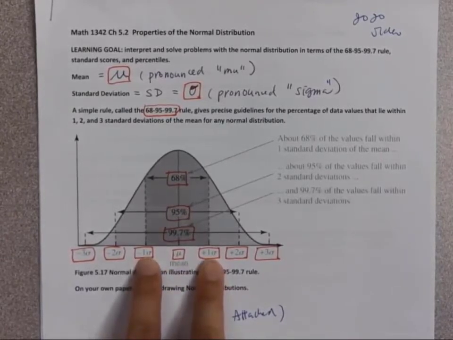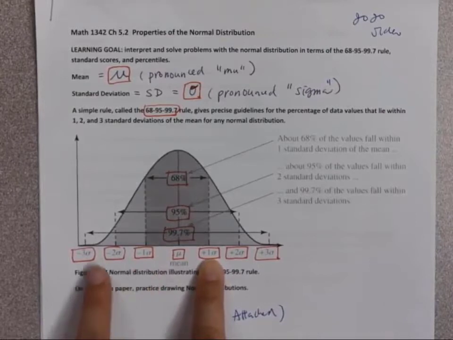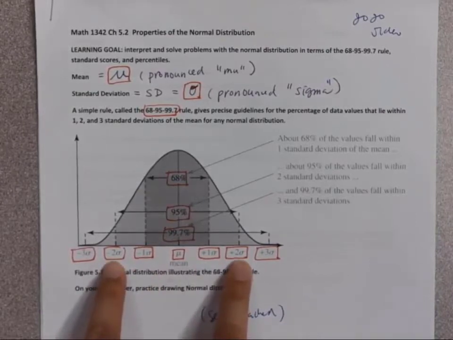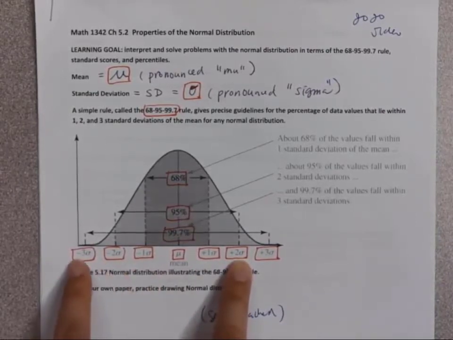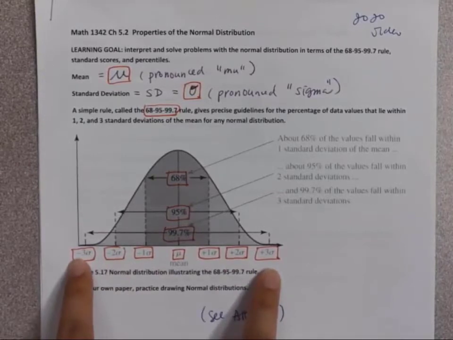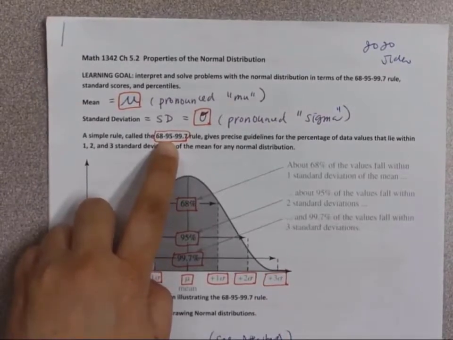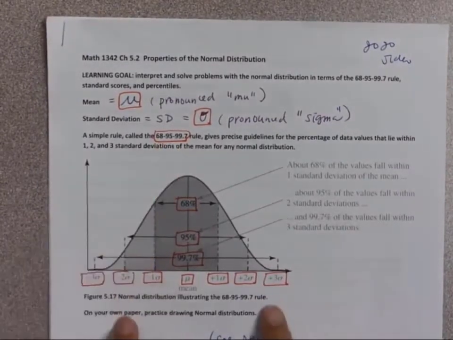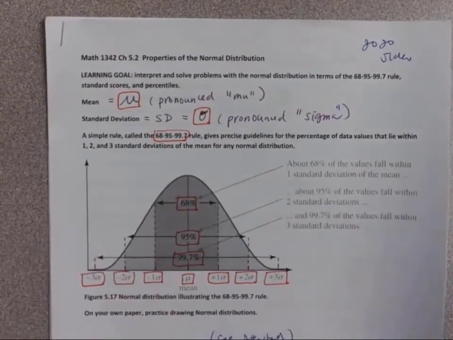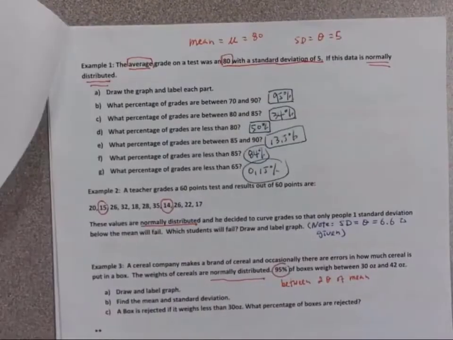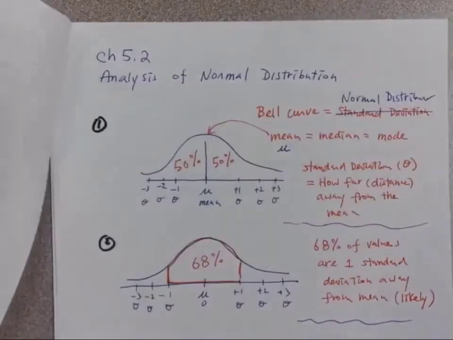Between one standard deviation, we have 68% of the data. Between two standard deviations, we have 95% of the data. Between three standard deviations, we have 99.7%. So I will give you these three numbers, 68, 95, 99.7, but you need to be able to put them where they belong on the curve, okay? And we did different examples.